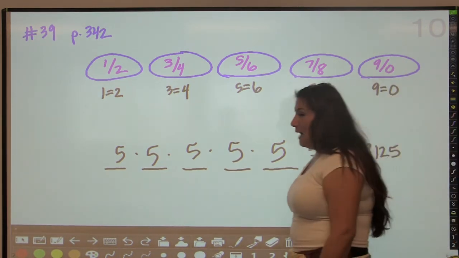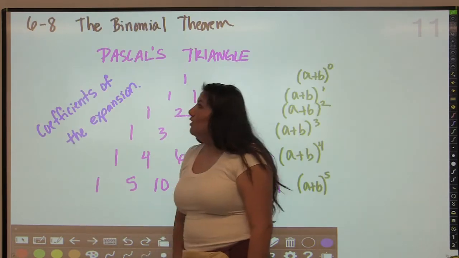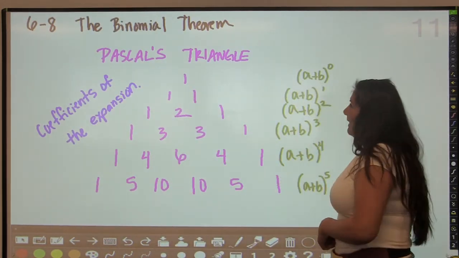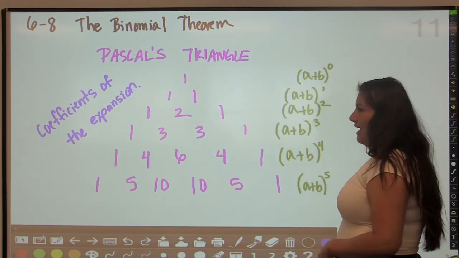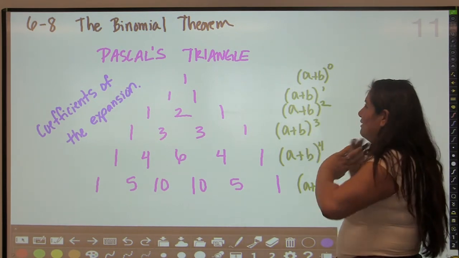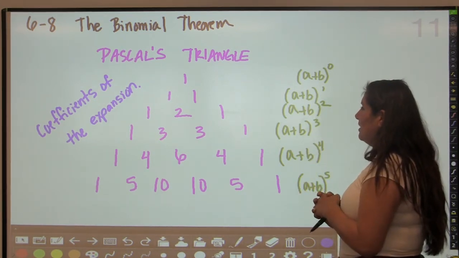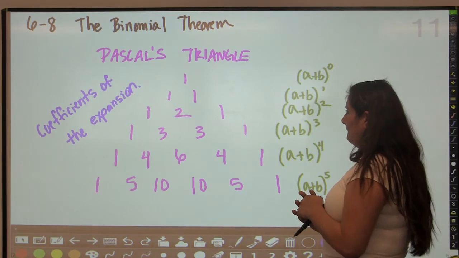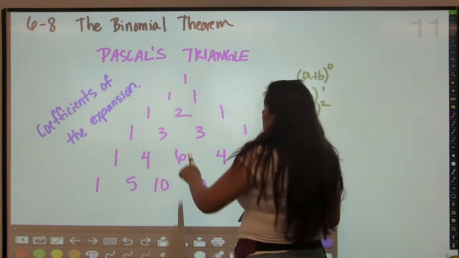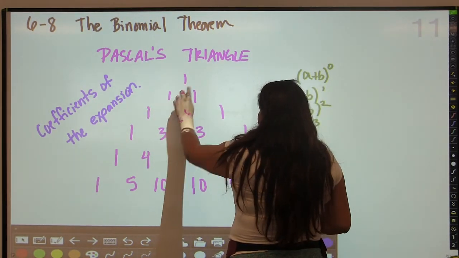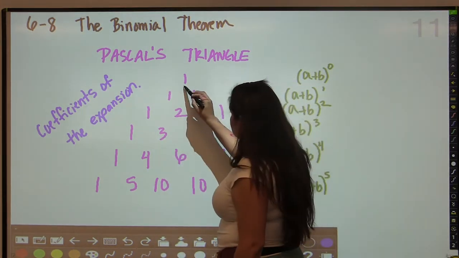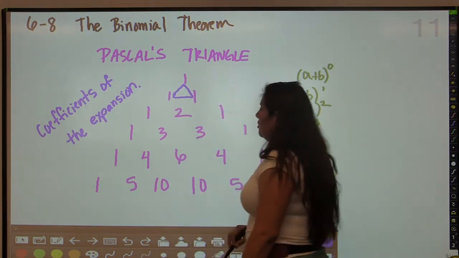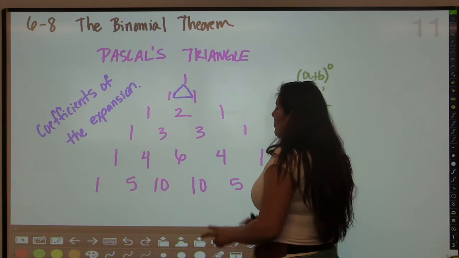So now we're going to move on to the lesson, which is 6-8, and it is the binomial theorem. And so here is Pascal's triangle, and Pascal's triangle is really easy to figure out. You start off with a 1, and you make this little triangle of 1s. That's probably why it's called a triangle. You make this triangle of 1s, and then you add the 1s together.